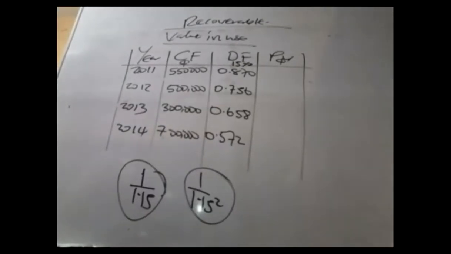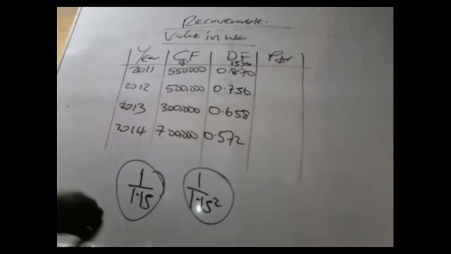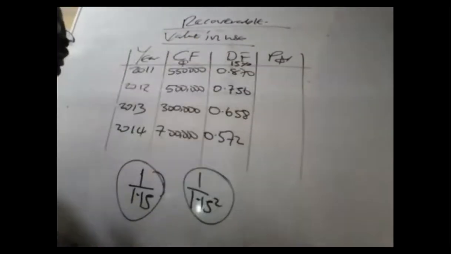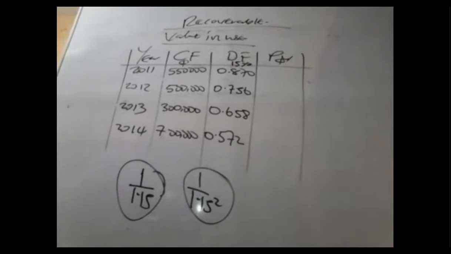Now let's look for the present value. The present value simply means the current monetary value of the future cash flow. So this time, put it there as the present value. Let's go: 550,000 times 0.870. So let's see the answer.